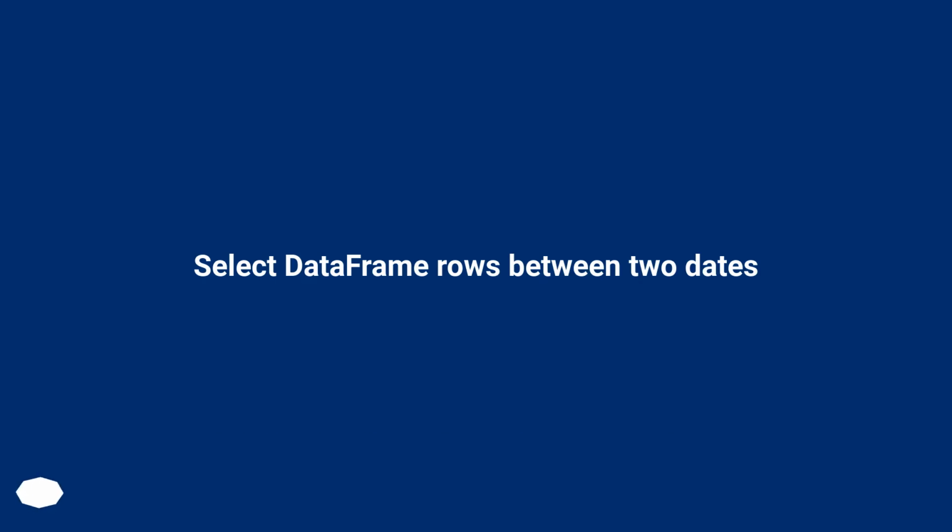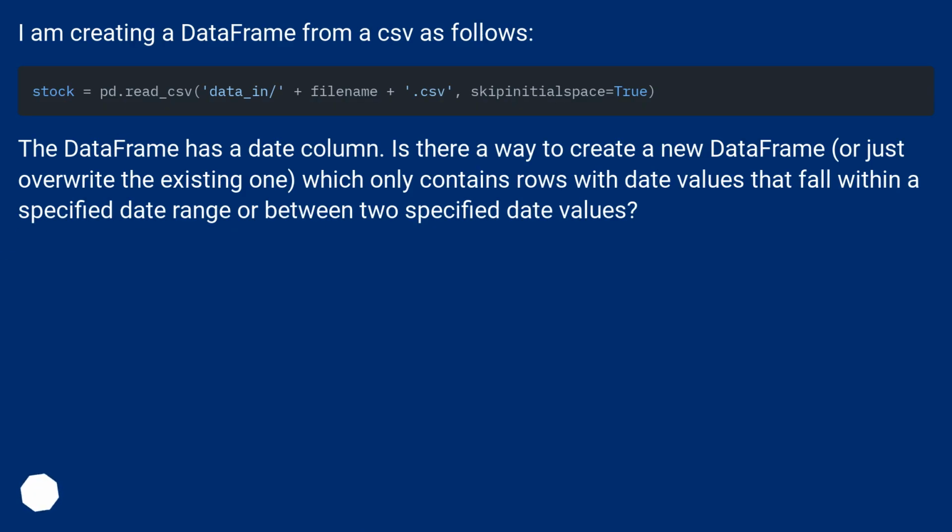Select DataFrame rows between two dates. I am creating a DataFrame from a CSV as follows. The DataFrame has a date column. Is there a way to create a new DataFrame, or just overwrite the existing one, which only contains rows with date values that fall within a specified date range or between two specified date values?